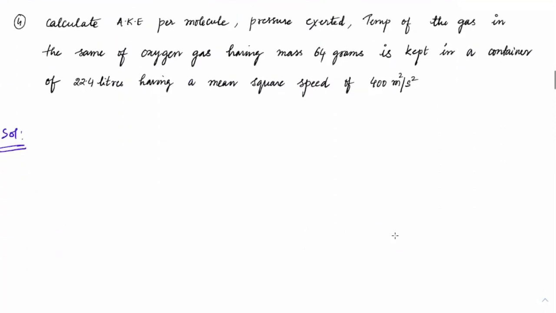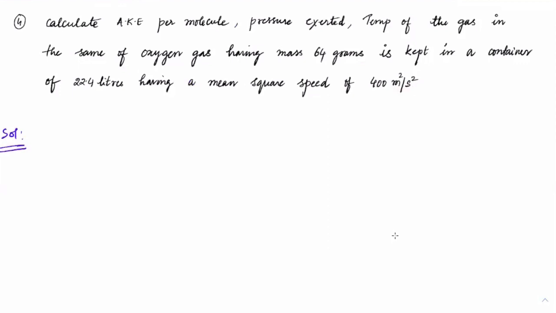See the next question. Calculate the average kinetic energy per molecule, then the pressure exerted. The temperature of the gas is the same as that of oxygen gas having mass 64 grams, kept in a container of 22.4 liters, having a mean square speed of 400 meters square per second square. Here it is directly given mean square speed. It is not root mean square, means it is u square value, right?